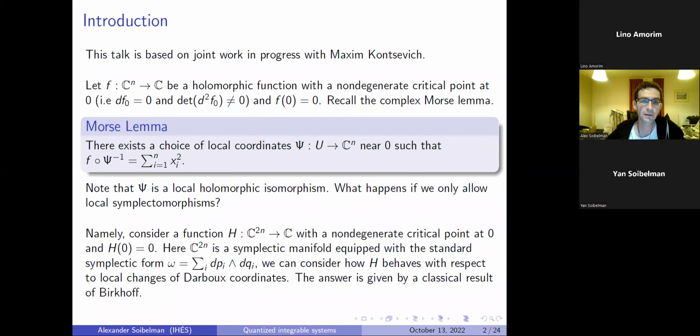Is it a typo? Yeah, this is the derivative. There should be parentheses around the df, but it's the value of the derivative at 0. Okay, thank you.